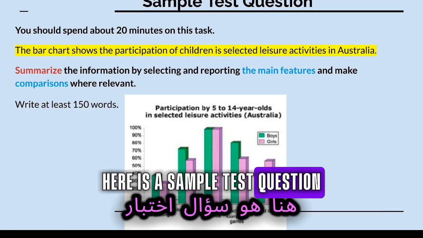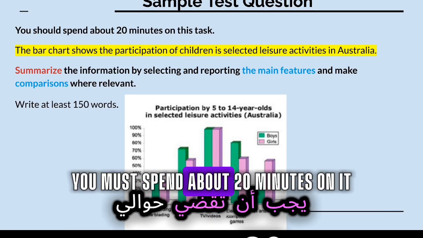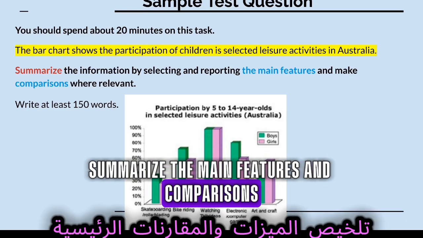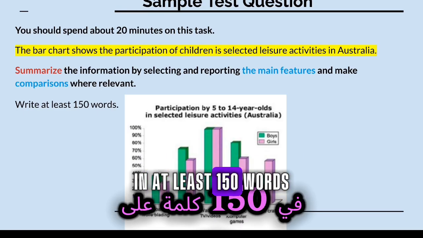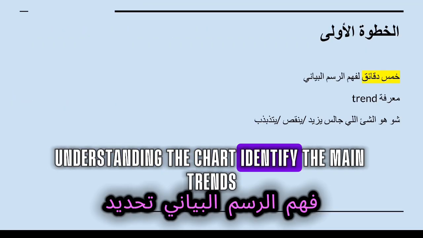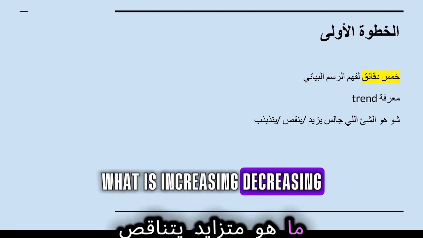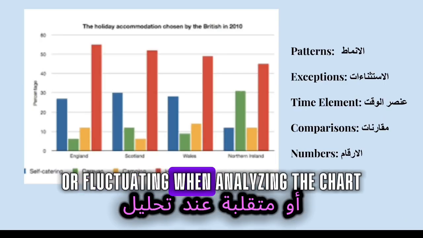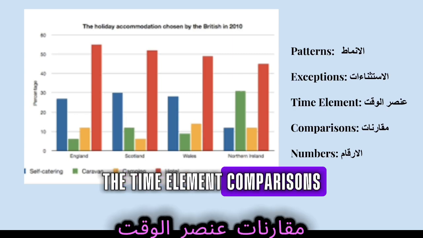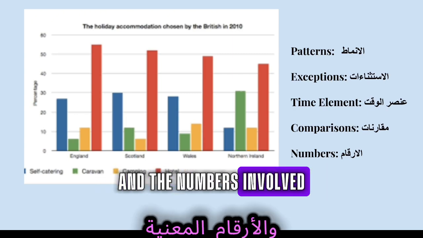Here is a sample test question. You must spend about 20 minutes on it. Summarize the main features and comparisons in at least 150 words. The first step is to spend 5 minutes understanding the chart. Identify the main trends. What is increasing, decreasing, or fluctuating? When analyzing the chart, focus on patterns, exceptions, the time element, comparisons, and the numbers involved.